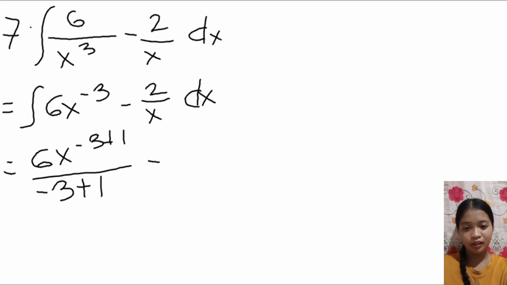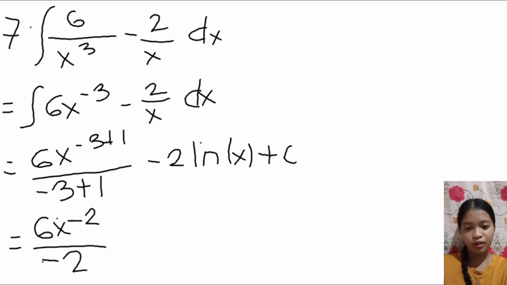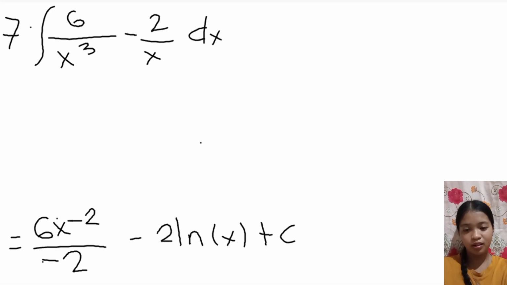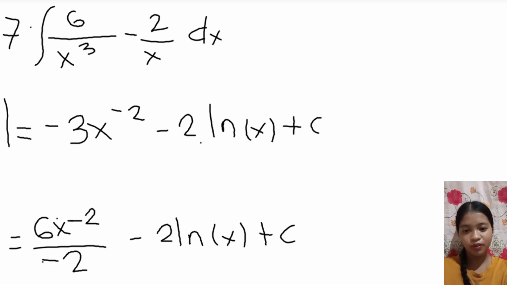Again, the integration of 1 over x is ln x, so this time around it will become negative 2 ln of x plus c. Then simplify it, so calculate it, so it's going to be 6x^(-2) over negative 2 minus 2 ln of x plus c. So now we have to simplify it to get the final answer. So the final answer is negative 3x^(-2) minus 2 ln of x plus c.